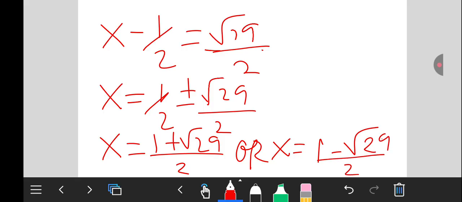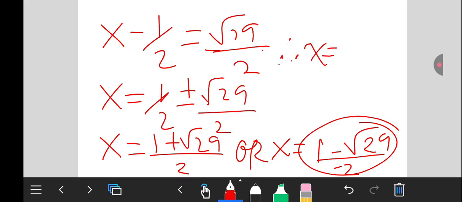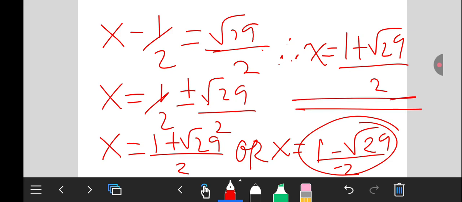over 2. But if you check, square root of 29 is greater than 1. So 1 minus square root of 29 will give a negative. But there is no negative log. We can't find the negative log. So the only solution we have is this one, which is equal to x. So I'm going to say, therefore, x is equal to 1 plus root of 29 over 2, and that is our answer.